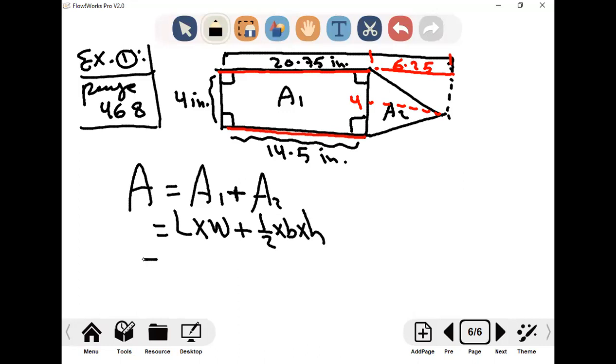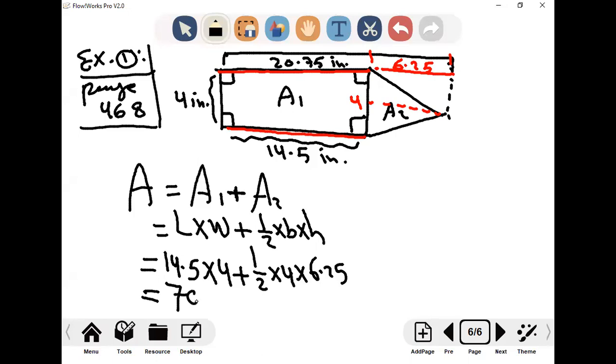Now just substitute: equal the length 14.5 multiply the width 4, plus half multiply the base 4 multiply the height which we found, 6.25. Let's multiply them. The answer will be 70.5. What's the unit? Inches squared.